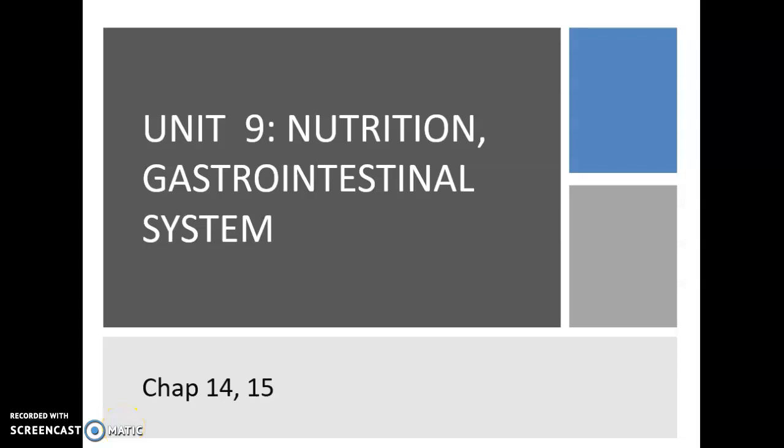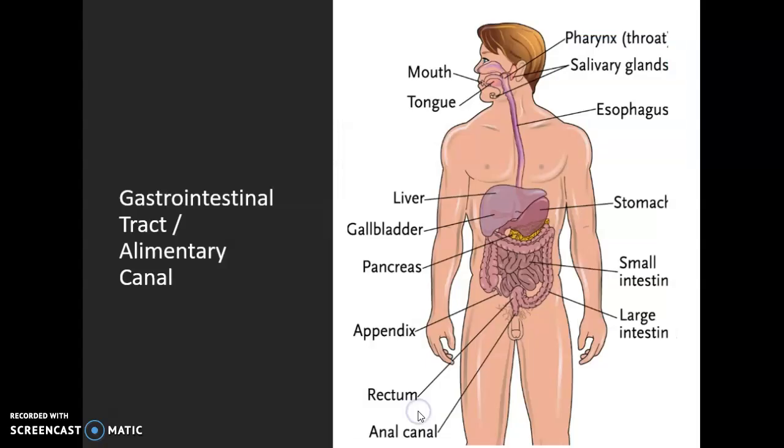Today we are going to talk about Unit 9, which is Chapter 14 and 15 in your book on nutrition and the gastrointestinal system. This is just a picture of the GI tract. It's also referred to as the alimentary canal. It starts at the mouth and ends at the anus.